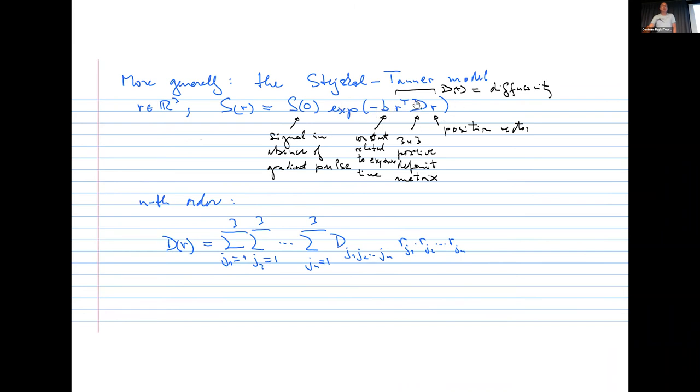Here? Yeah. In the D. D is the matrix. 3 by 3. Symmetric, positive definite. S of 0? The first term in the formula. That's just the strength of the signal before you shoot the gradient. Because there are no parameters. No, there are no parameters. Okay, thank you.